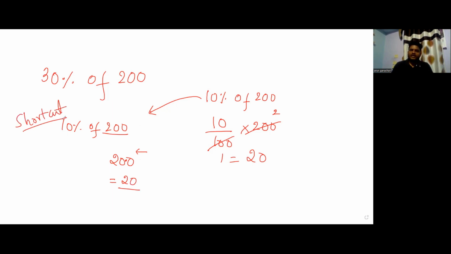Finding 10% of any number for that matter, from the right side we will leave one digit and place a decimal. As soon as we place a decimal, the number becomes 10%. So 10% is 20. If we want 30%, 30% is nothing but 10% into 3. So all we have to do is find this 3 times. This will be 60. Getting this?